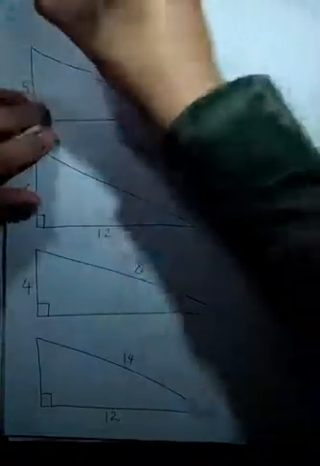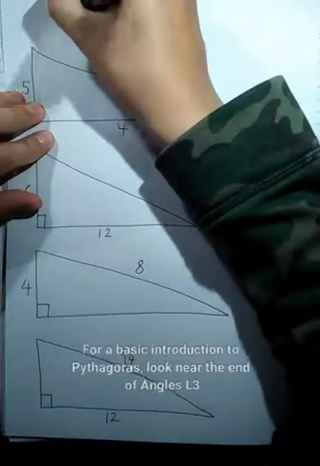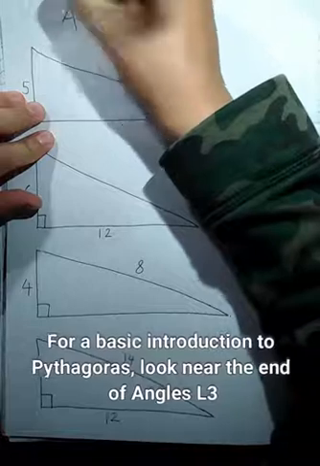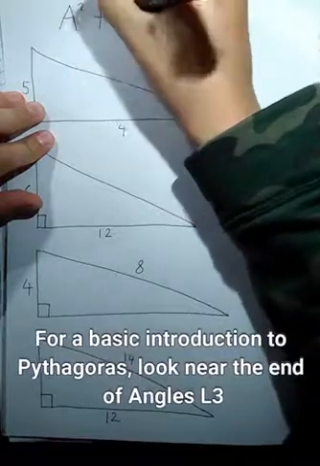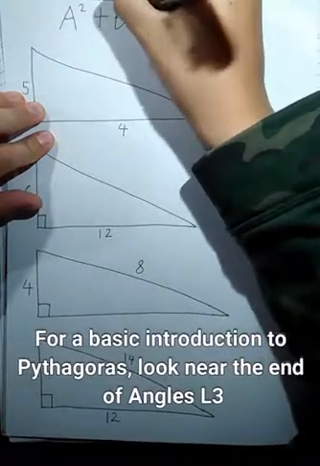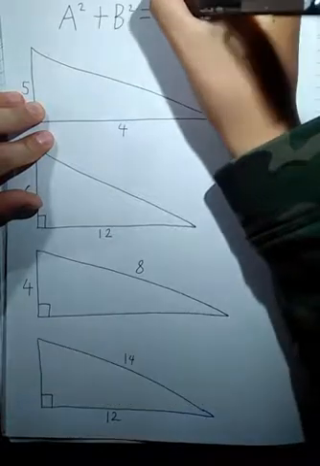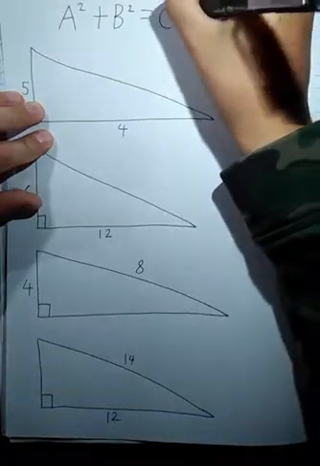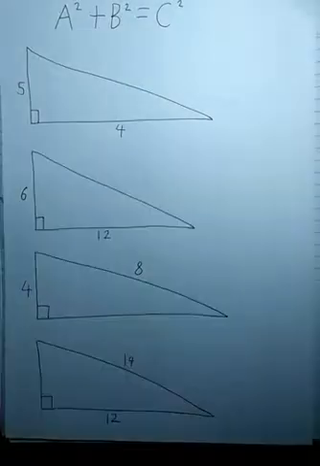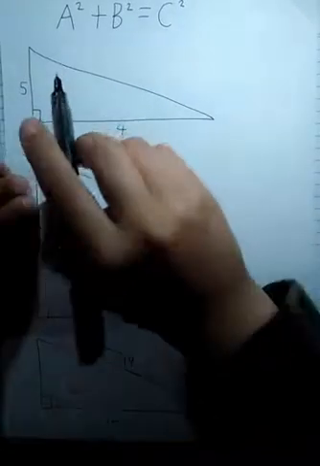Hello everyone. In this video, we're going to be looking at Pythagoras' theorem. I'm just going to write the theorem at the top of the page, which is a squared plus b squared equals c squared.